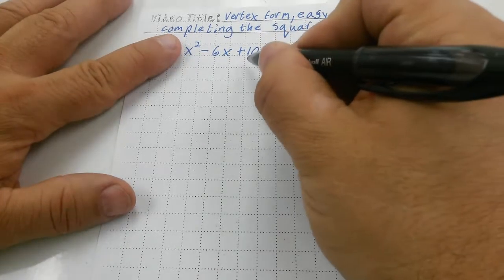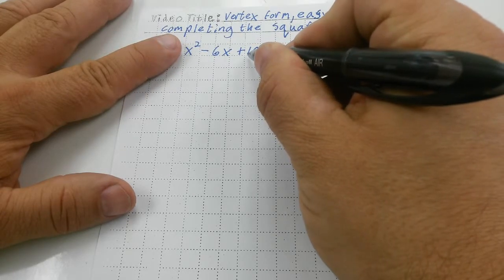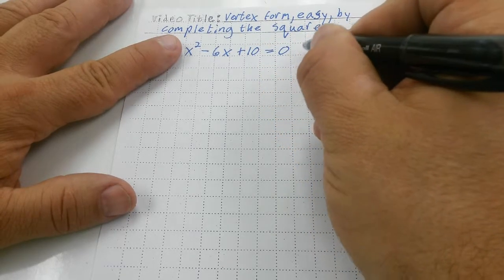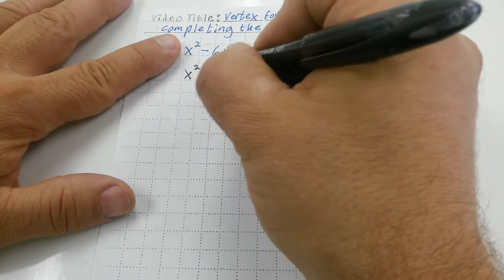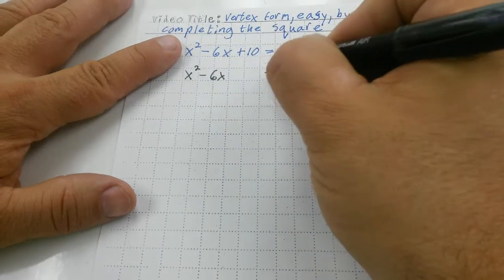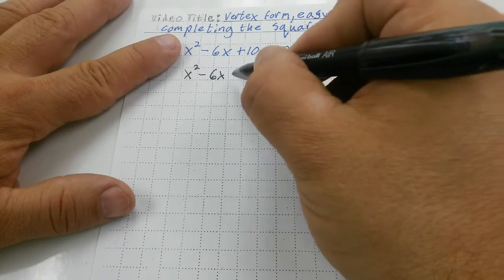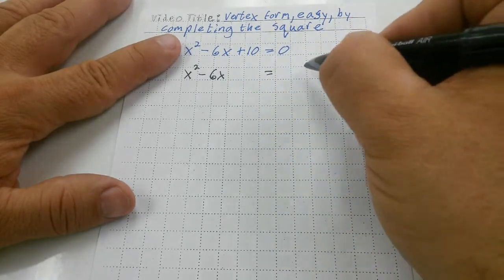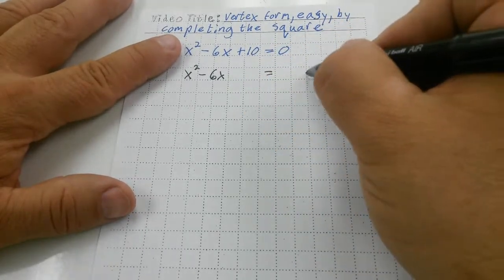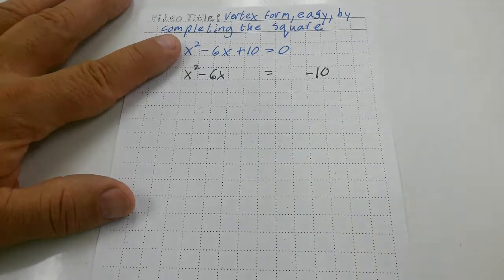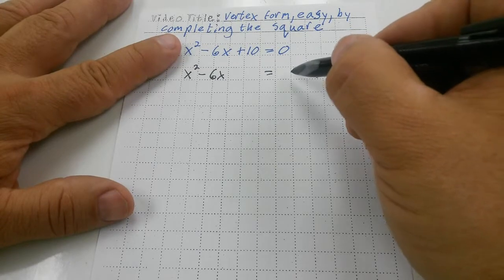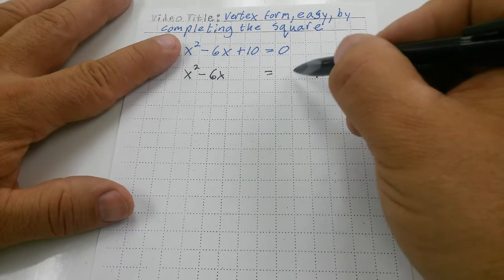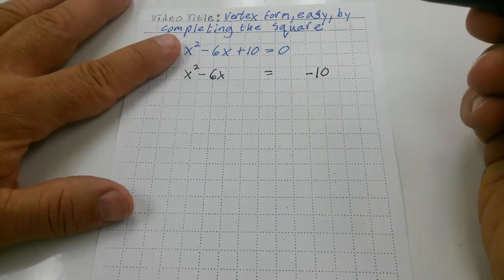In order to do the process, what you need to do first is kick this 10 over to the other side. So that's going to give me x squared minus 6x. I'm going to leave a space, again, for convenience, equals, and when I subtract 10 from both sides, negative 10 on the right side of the equation. Again, I left a little space there just for convenience in the long run.